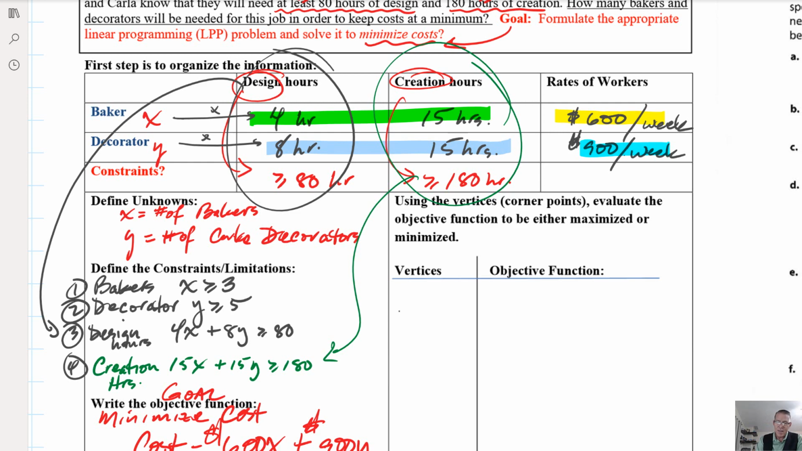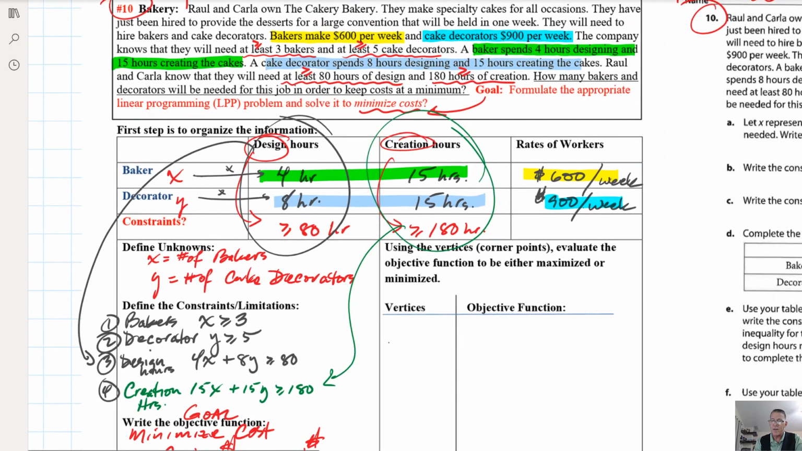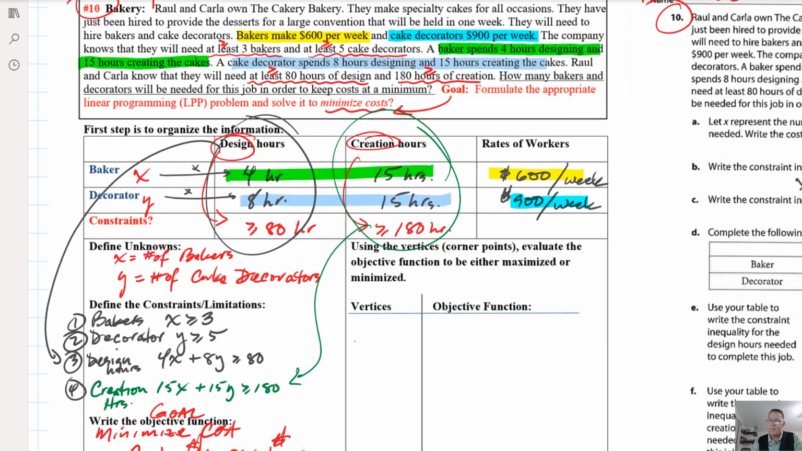So you have a design constraint, a creation constraint, and you also have a couple of initial constraints on the number of bakers and decorators. Because in the problem, if you go back and read it again, it says in the beginning that the company knows they will need at least 3 bakers and 5 cake decorators. At least, all right, they run the business. So they need a minimum number of people. So these are minimums.